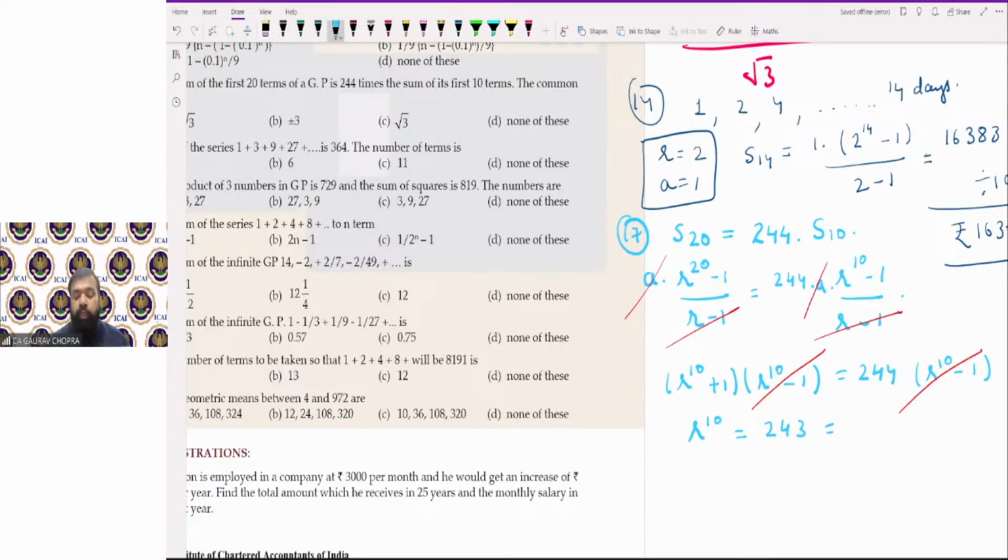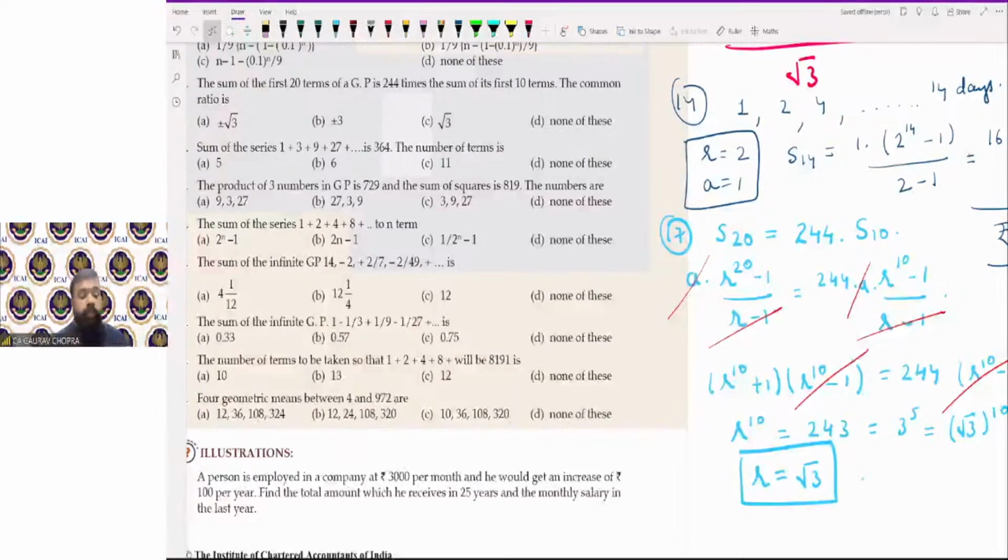So 243 means 3 to the power of 5, or you can say root 3 to the power of 10. Now power is same. दोनों जगह क्या है? Power same है. So base will be equal. Therefore, value of R is root 3. R का वैल्यू कितना आ चुका है? Root of 3. All right. So option number C is your answer.